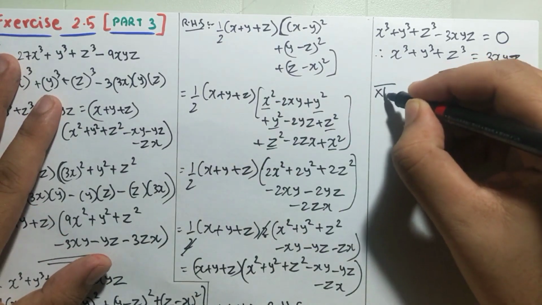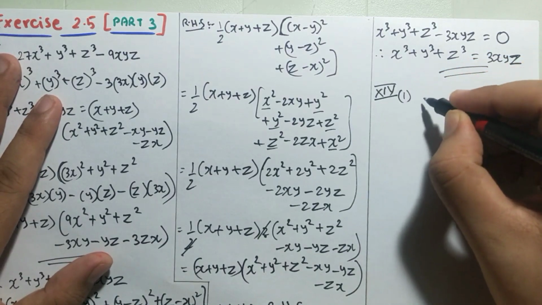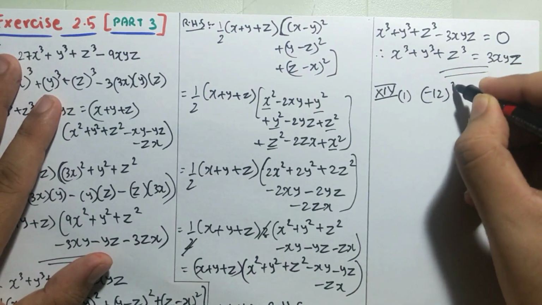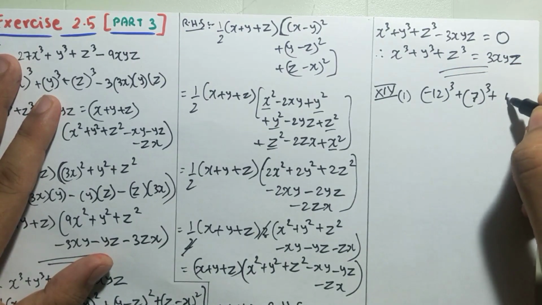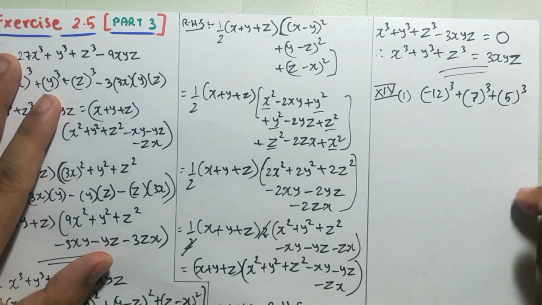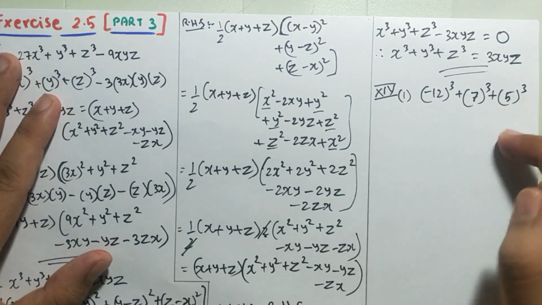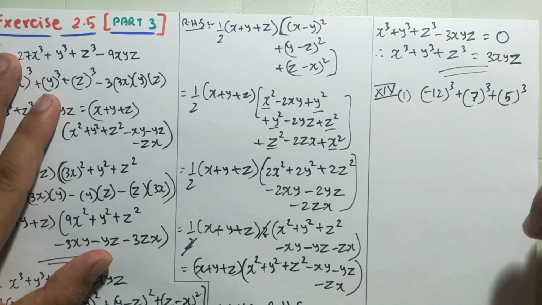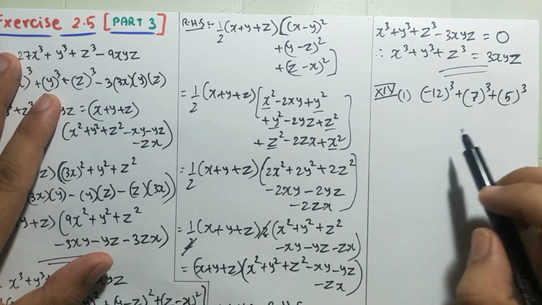14th क्वेश्चन, माइनस 12 क्यूब प्लस 7 क्यूब प्लस 5 क्यूब. ये क्वेश्चन दिया हुआ है आपको. देखिए 3 नंबर्स दिए हैं क्यूब में और तीनों ऐड हो रहे हैं. इनके क्यूब्स निकालने की जरूरत नहीं है. ये हमेशा ऐसे दिए होंगे आपको.